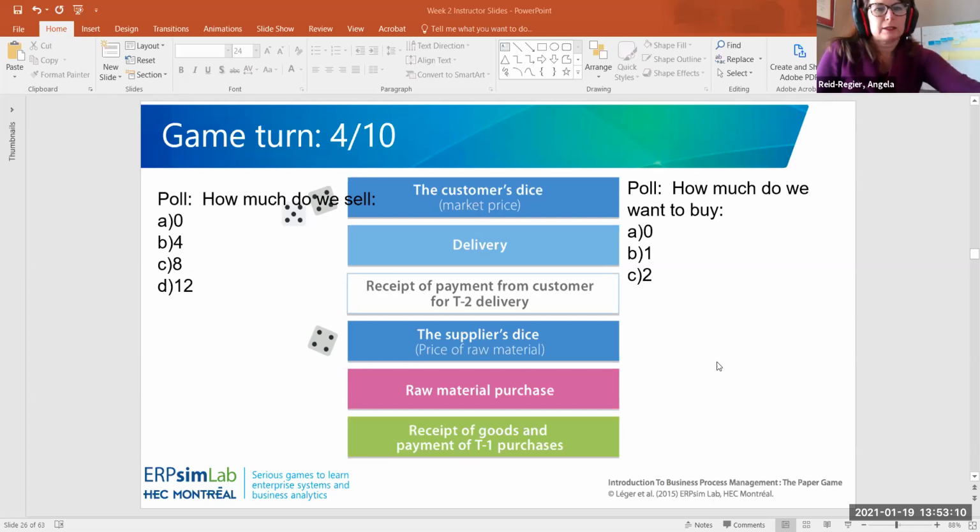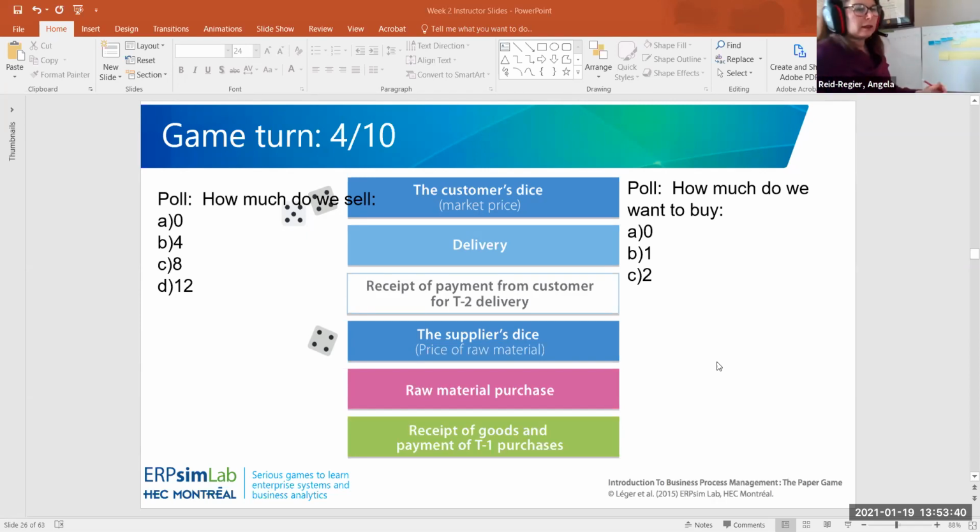So now it's time to see how much we can buy a raw material for. It's a 1. So how many are we going to order at once? So let's order 2 sheets of paper. Okay, so we'll give our supplier a purchase order for 2 sheets of paper, and we are in turn 4.